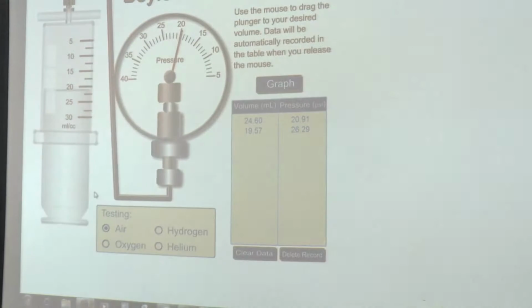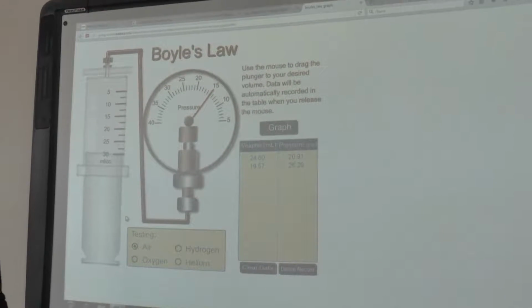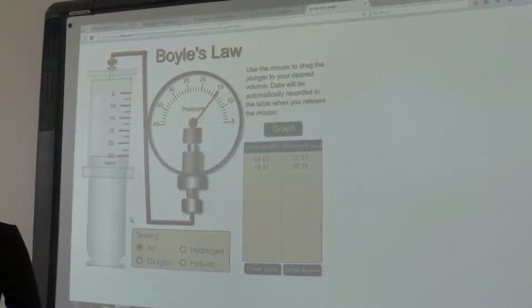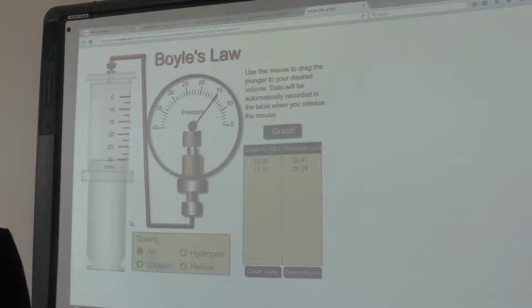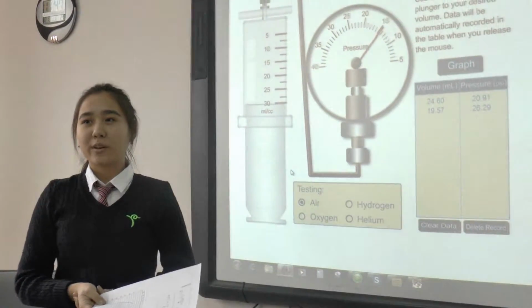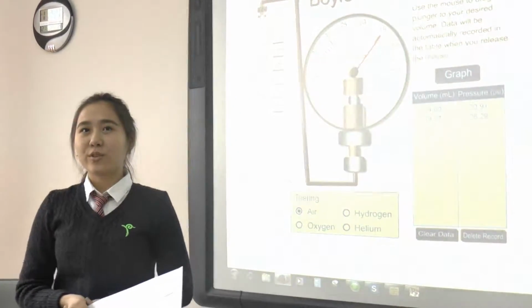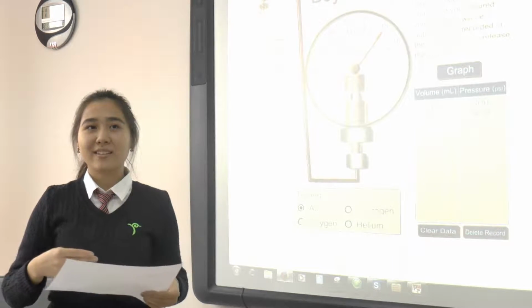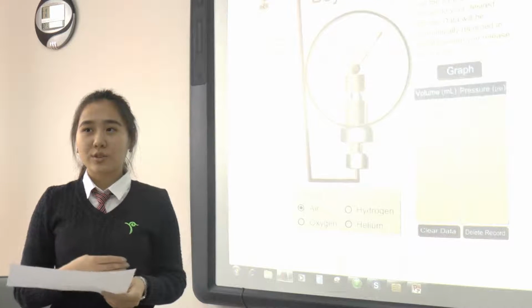Here we can see that when we decrease the volume, the pressure increases. So the relationship between volume and pressure is inversely proportional. It means that when the volume is decreased, the pressure increases. It can be explained by the law of Boyle-Mariotte. It states that for a fixed amount of an ideal gas at a fixed temperature, the pressure and the volume are inversely proportional.